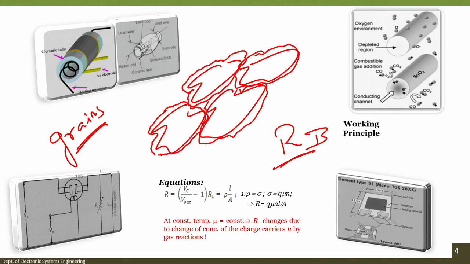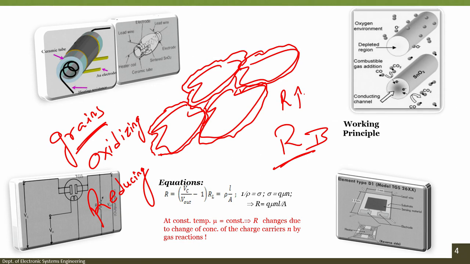Now, if I inject oxidizing gas. So, there are two types of gases, oxidizing and reducing. If I use oxidizing gas, then the electrons will be depleted further from the depletion layer and the resistance of the sensing layer would increase. While if I use a reducing gas, then the electrons will be donated and the depletion layer width will reduce, causing the resistance of the sensing layer to decrease. Alright. So, based on what kind of gas we are using, whether it is oxidizing gas or reducing gas, we will see the change in the resistance.